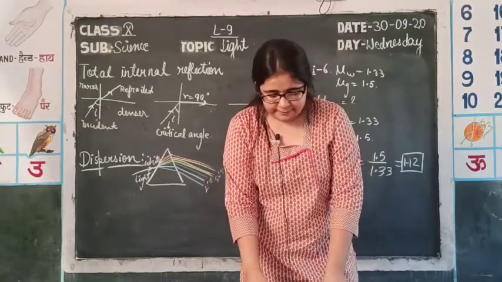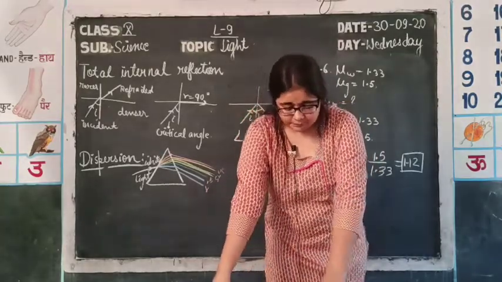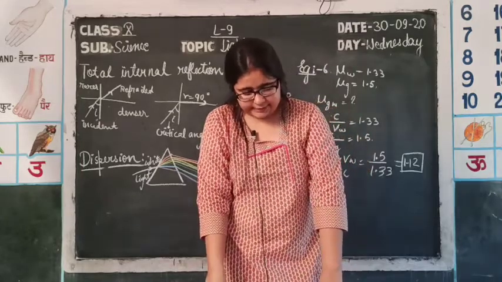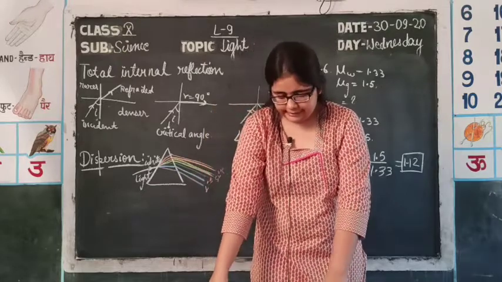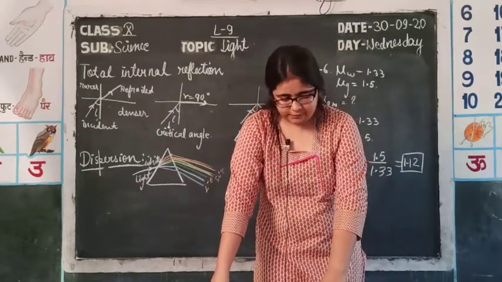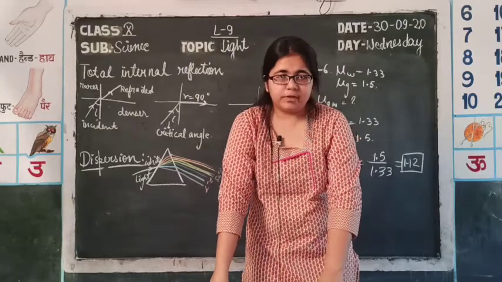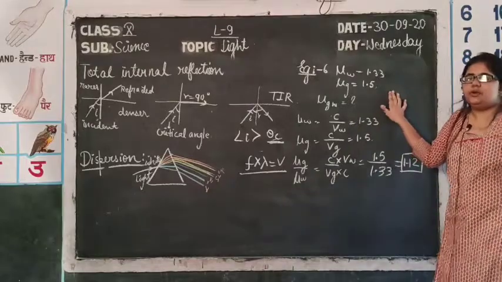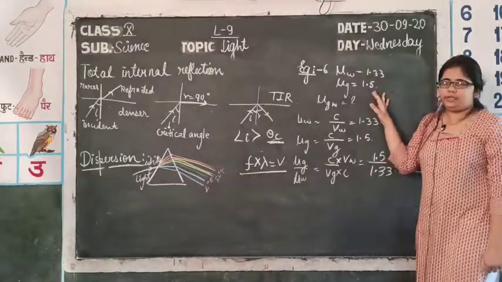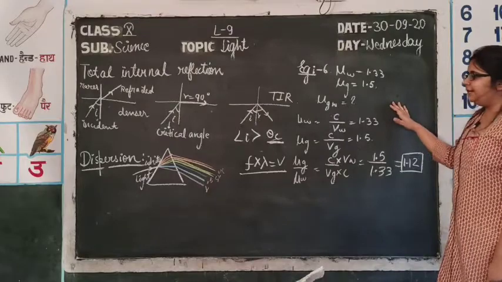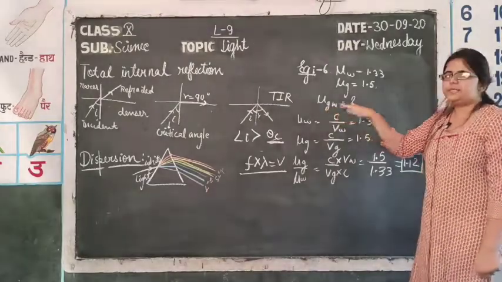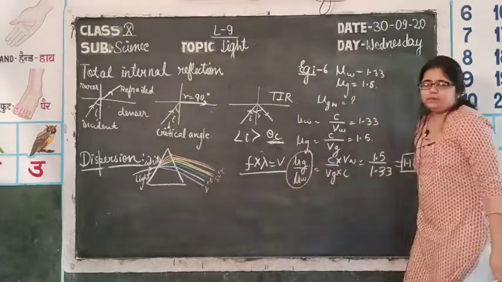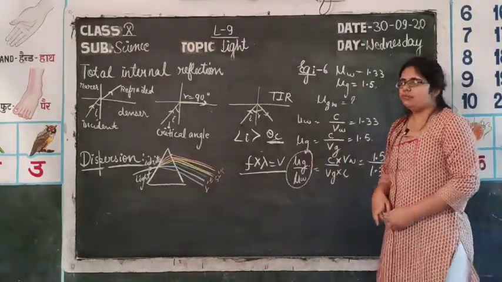Now, example 6 is given on page number 118. The refractive indices of water and glass are 1.33 and 1.5 respectively. Find the refractive index of glass with respect to water. The individual refractive indices of water and glass are given in the question. Now, you have to find the refractive index of glass with respect to water, that is, the refractive index of glass divided by the refractive index of water.